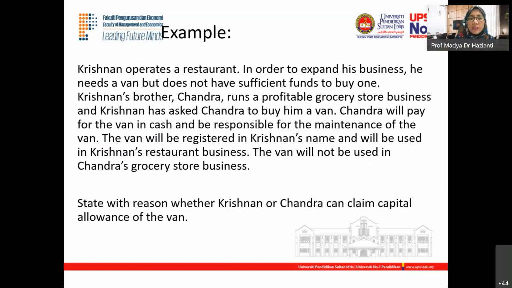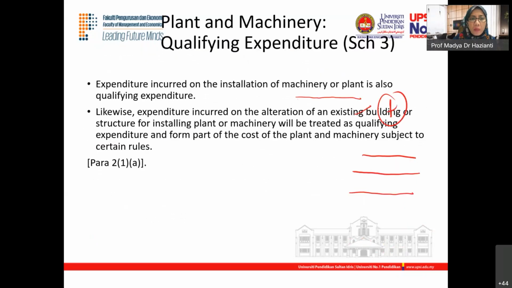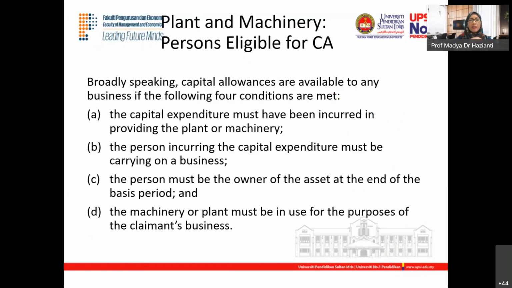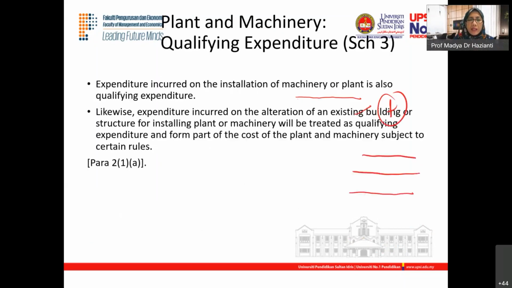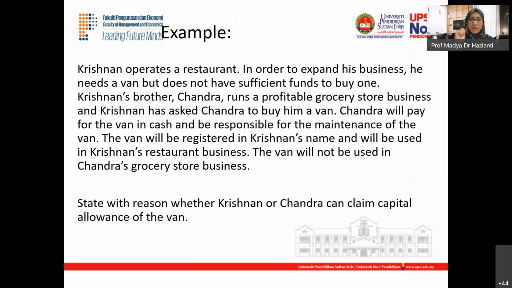Alright, ada one question dekat sini. So tadi kita cerita dekat sini eligibility tadi tu. Right. Okay, ini untuk person eligible for capital allowance. There are 4 conditions. So you can go back to the slide nanti and look at this question. So baca and decide.